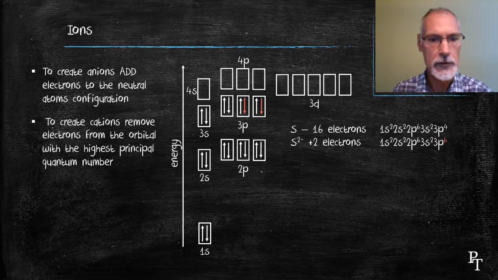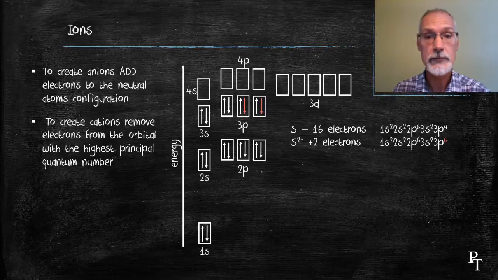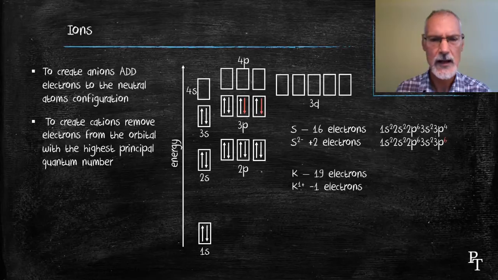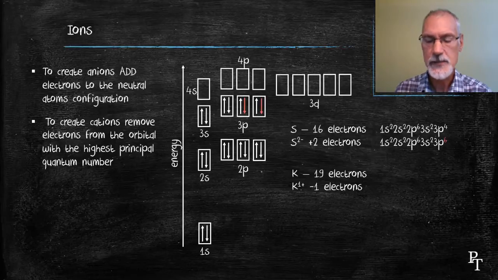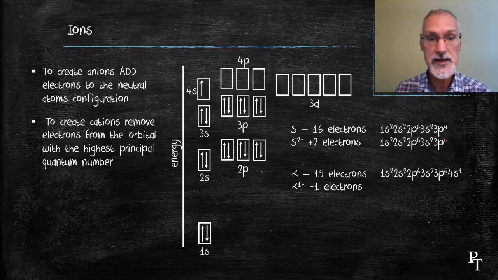To get a cation, or a positively charged species, we have to remove electrons, and they're removed from the energy level that has the highest principal quantum number. I'll take a look at 2 examples of this. Let's begin with a simple example, potassium. Potassium normally has 19 electrons, and they would find themselves in the following locations. The highest principal quantum number here is 4, so I would remove that electron from the 4s orbital, leaving the following configuration.